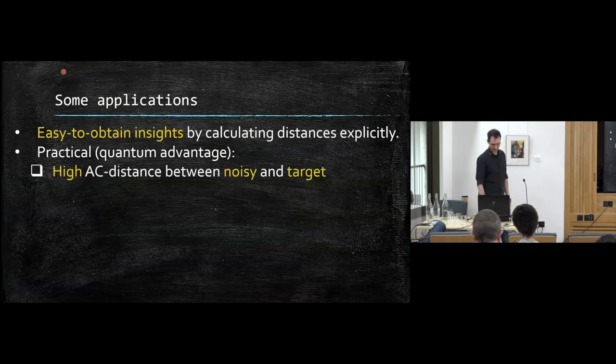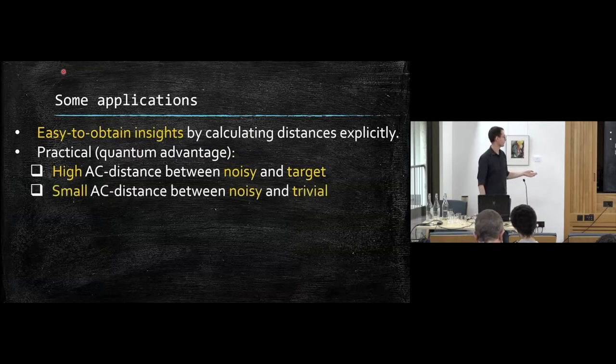So if you have high average case distance between noisy implementation and target implementation, or you can also think in a dual way, about a distance between your noisy state measurement or something, and a trivial distribution. So you can also use our distances to bound that. If it's small, it means that on average it will be close to the trivial distribution. So it might also tell you that it might not be so useful. This might mean that it will perform, but on average over those random circuits.